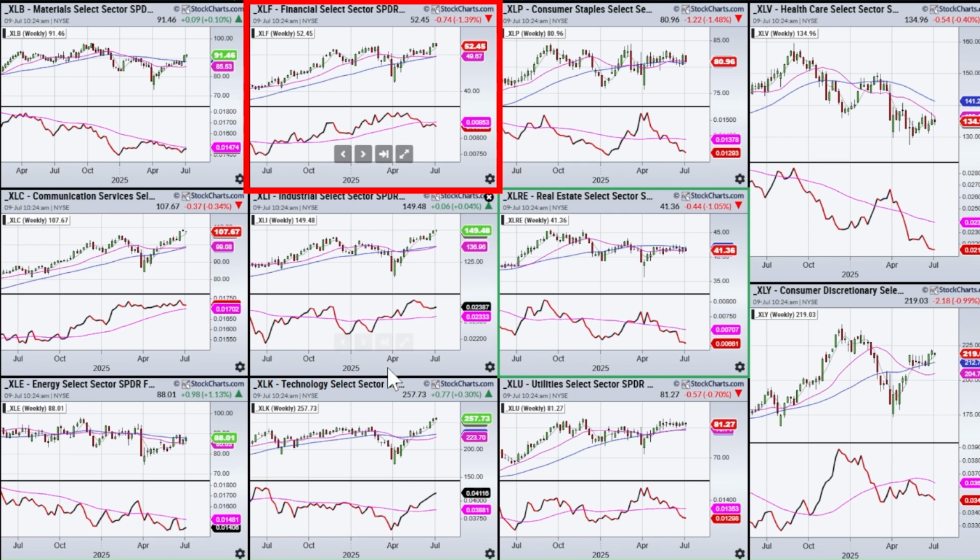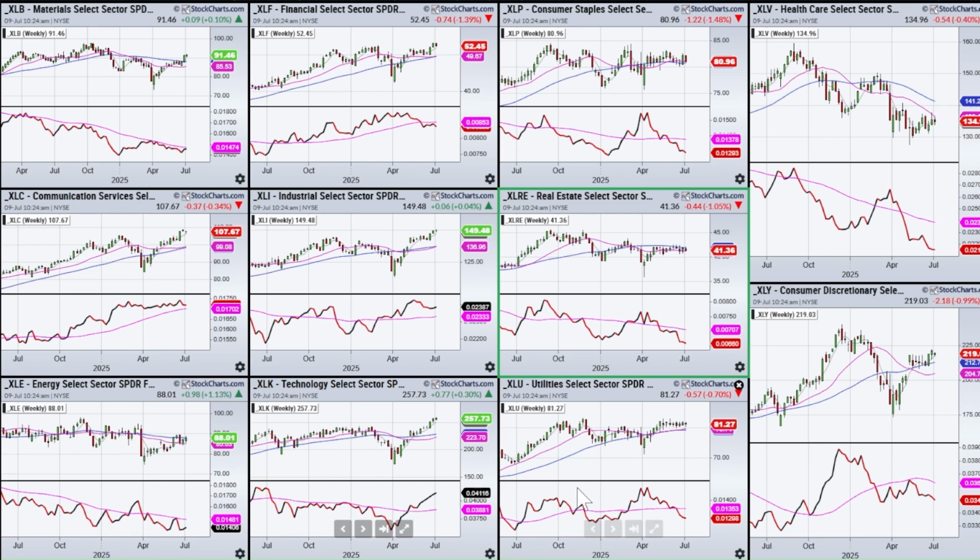So those are the 3 areas. If you go through and look at the rest, we're starting to see a little bit of life in the XLB. But we're pretty much struggling. I'm not saying I dislike the communication services. I know this has been a strong area, but I wouldn't put it in the category of these 3. It would probably be 4th place.